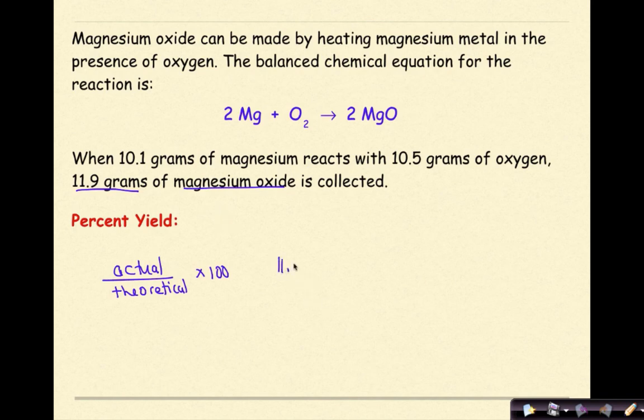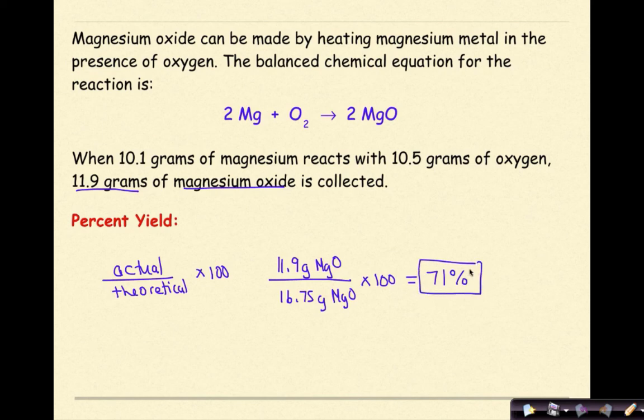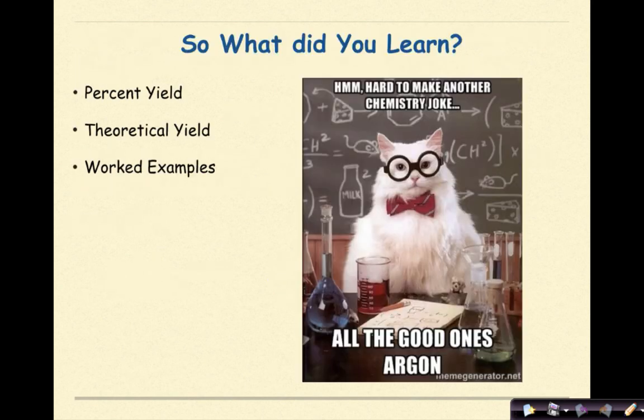So 11.9 grams of magnesium oxide. Our theoretical that we calculated from the previous slide was 16.75 grams of magnesium oxide, times 100. The units will cancel each other out. We are left with a percentage which is roughly 71% of what we could have gotten. So this is an example of identifying a limiting reagent, figuring out your theoretical yield, you're given an actual, and finding percent yield.